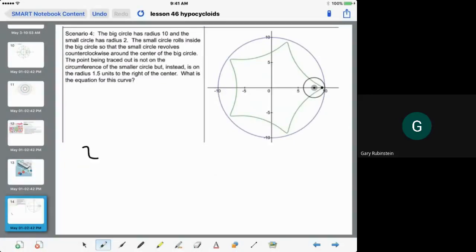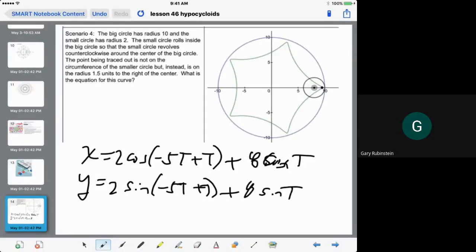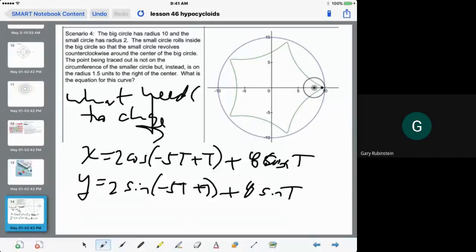Remember, if this was a hypocycloid, the equation would have been 2 cosine negative 5t plus t, 2 sine negative 5t plus t, plus 8 cosine t, plus 8 sine t. This is not the right answer, though. What needs to change, and how much stuff, so that we can get this picture instead? Okay, have a chat about that. How much stuff would you need to change to create this hypotrochoid?